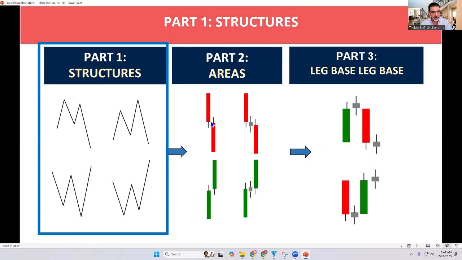And within that area, wick over wick, and then we've got a drop base drop or rally base rally. And then we work the time frame down to the leg base group of candles.